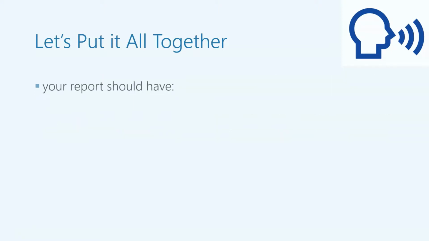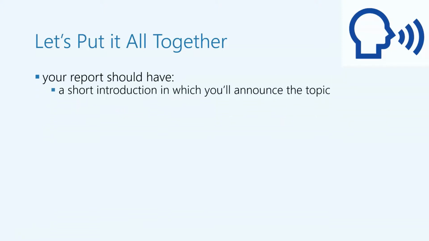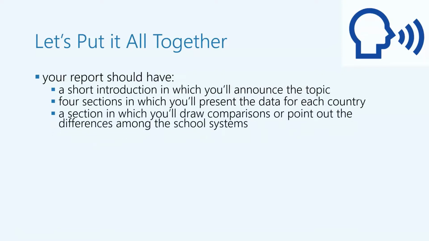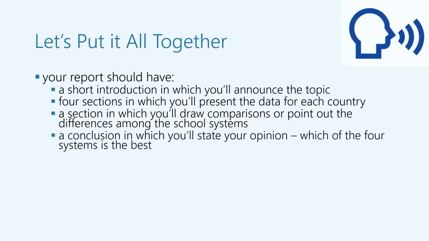So, your report should have a short introduction in which you'll announce the topic, in which you will describe what you're going to explain. Then, you should have 4 sections in which you will present the data for each country, another section in which you'll draw comparisons or point out the differences among the presented school systems, and a conclusion in which you'll state your opinion. Which of the 4 school systems is the best?